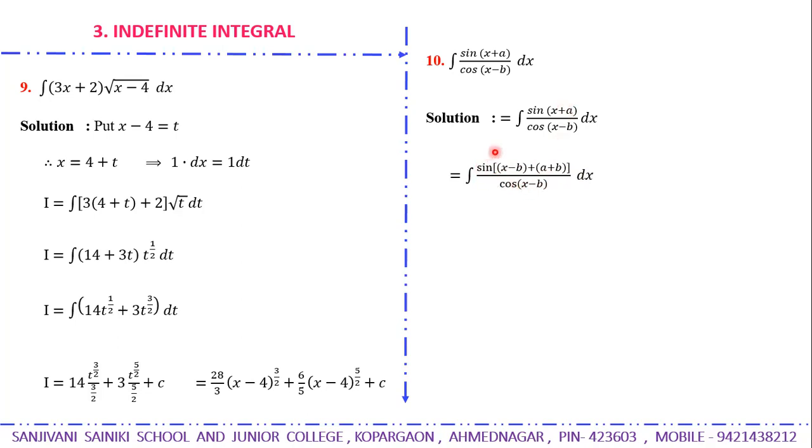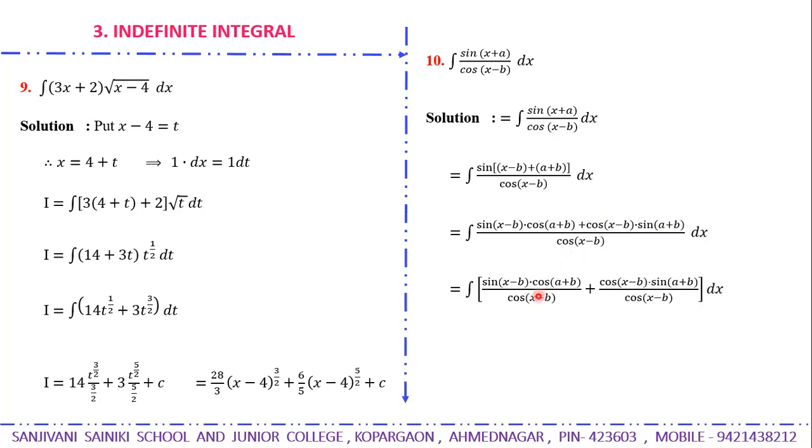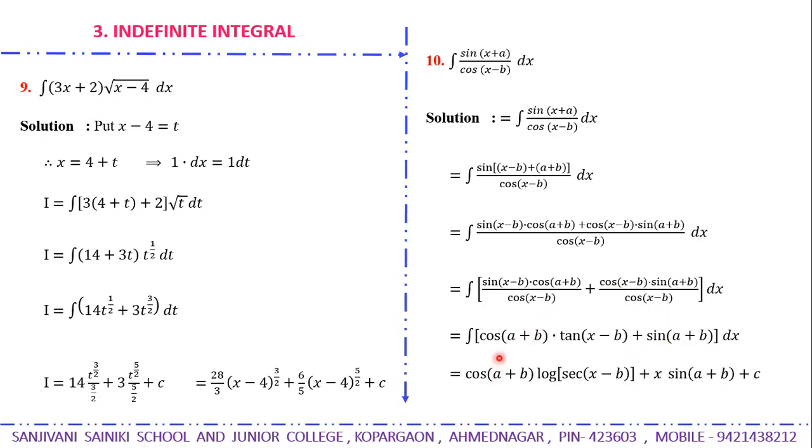Now for sin(a + b), you have to use the formula sin(alpha + beta), which is sin alpha cos beta plus cos alpha sin beta. So sin a cos b plus cos a sin b. Then we divide this numerator by the denominator. Sin(x - b) upon cos(x - b) is tan(x - b), and cos(x - b) cancels with the denominator, leaving only sin(a + b). Take the separate integral on both the sides.